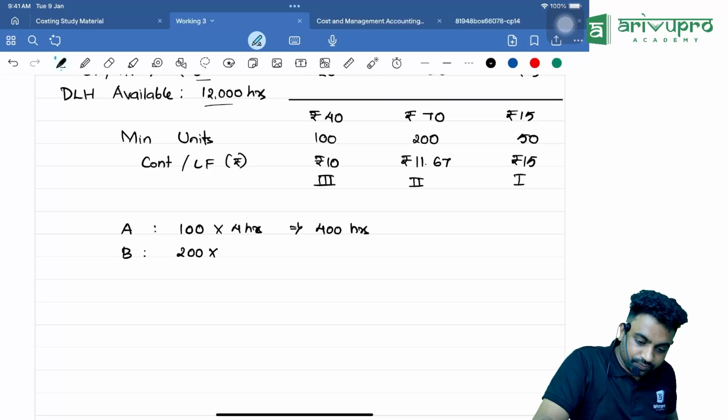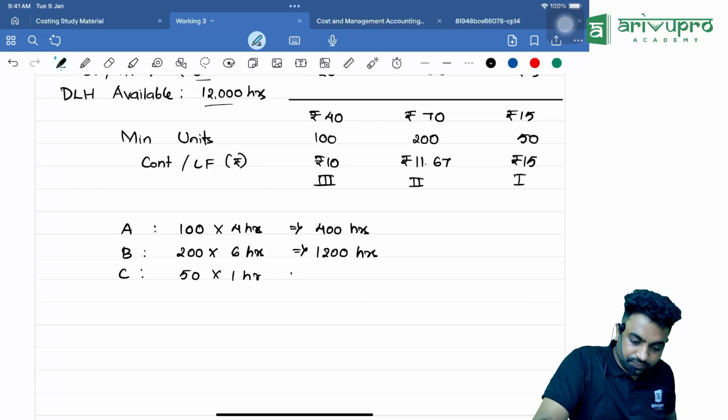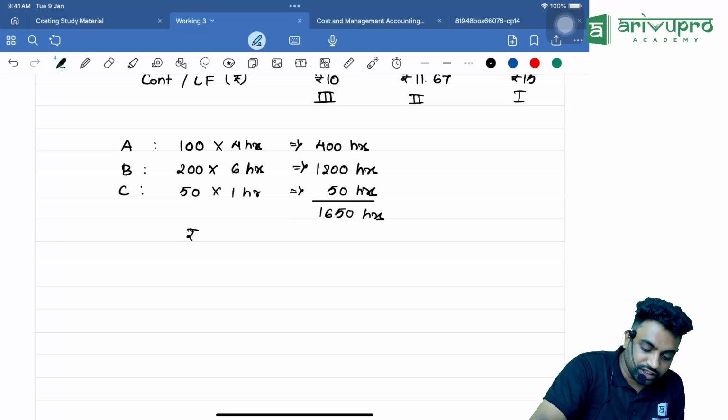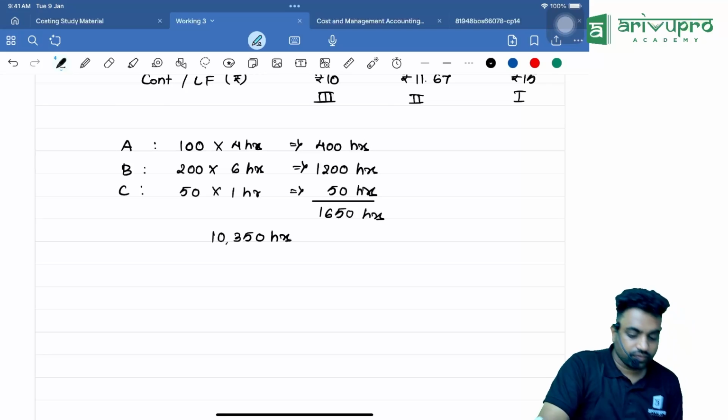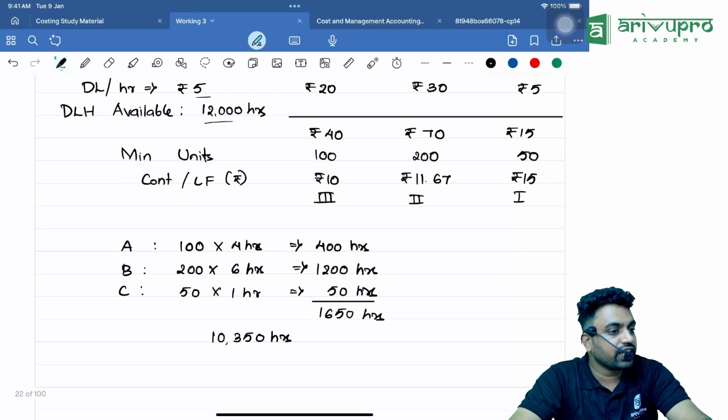200 units, 6 hours are required. 1200 hours. Next, C: 1 hour. So now how many hours are getting blocked? 1650. Now how many hours are remaining out of 12,000 hours? 10,350. Now using this 10,350, produce on the decision you have taken.